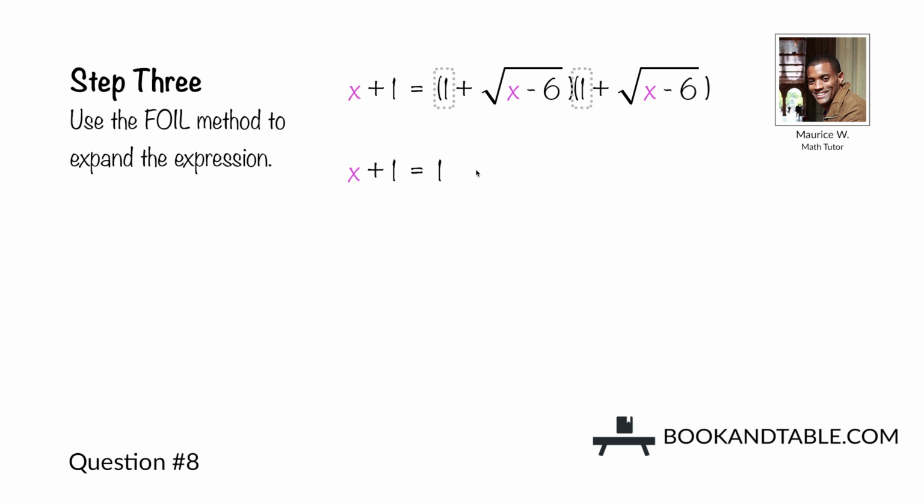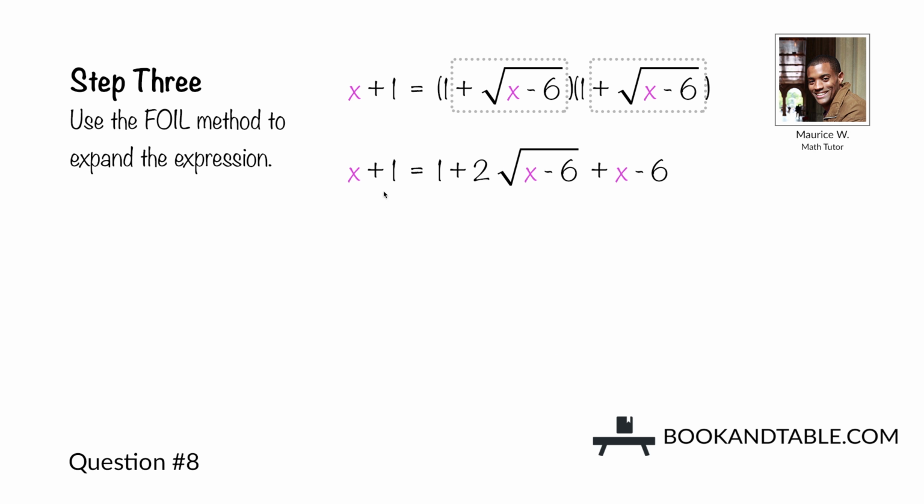1 times 1 is equal to 1. 1 times the square root of x minus 6 is equal to the square root of x minus 6. The square root of x minus 6 times 1 is equal to the square root of x minus 6. Since this coefficient is positive 1 and this coefficient is positive 1, and they are like terms, we can combine them to get 2 square root of x minus 6. And then the last terms, the square root of x minus 6 times the square root of x minus 6 is equal to x minus 6.